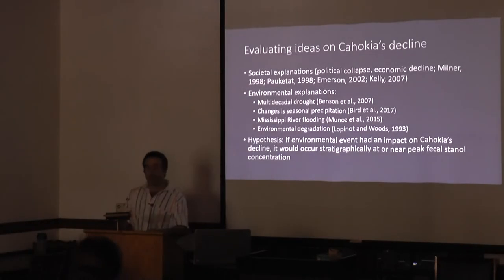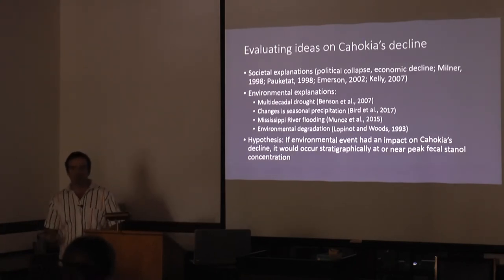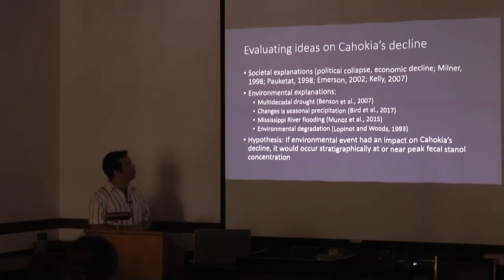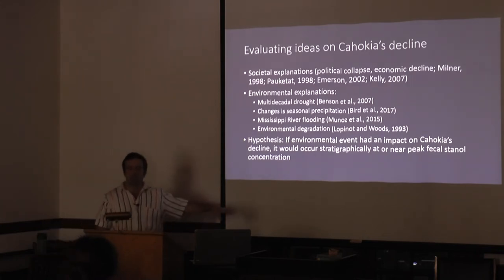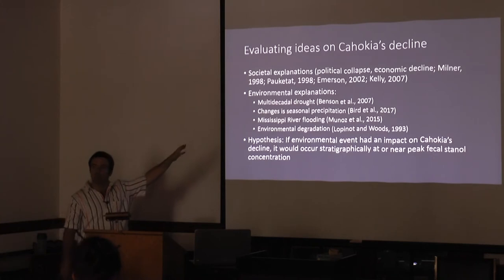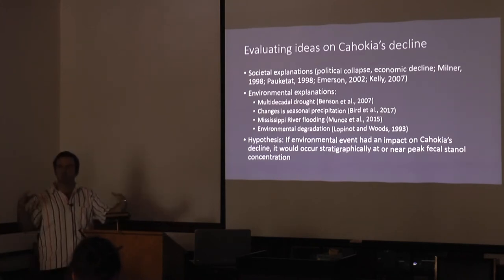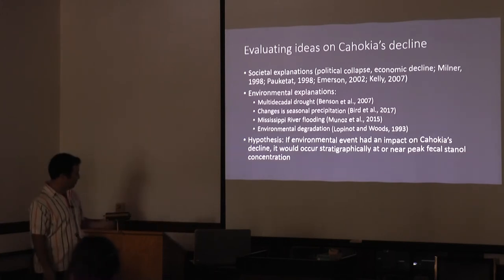There are many ideas as to why that dramatic decline at Cahokia happened. Many of them are societal explanations involving political collapse or economic problems, and I cannot directly address those through these data. That's a problem I actually hope to think more about now, about how to bridge that gap. By the way, I'm not trying to dismiss those. I very much think that they're real. It's just a problem of trying to make direct comparisons. Where I can make those direct comparisons is with these environmental explanations.